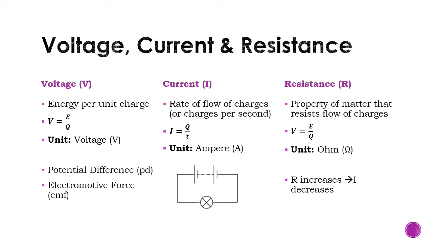The three quantities that we need to discuss in electricity are voltage, current, and resistance. Then voltage, current, and resistance. The equations, there's a small mistake with the slides here.